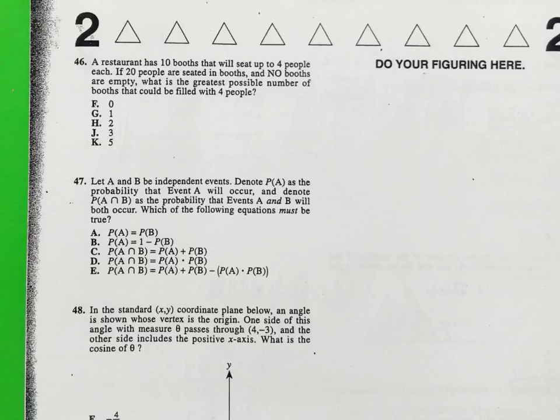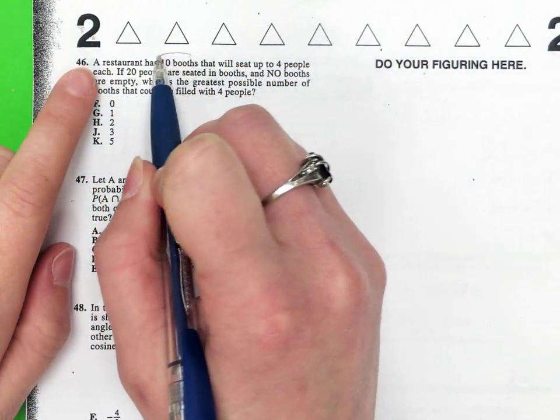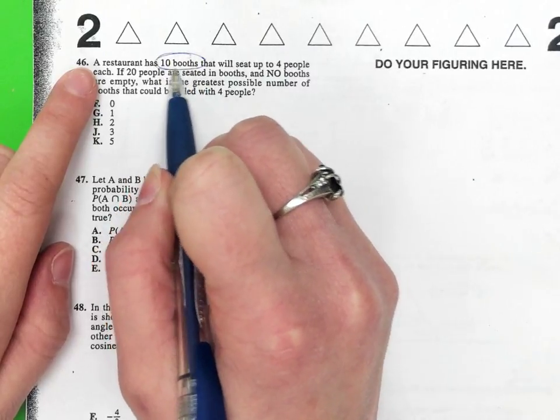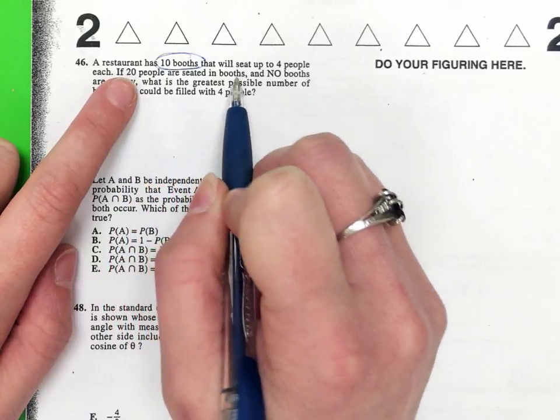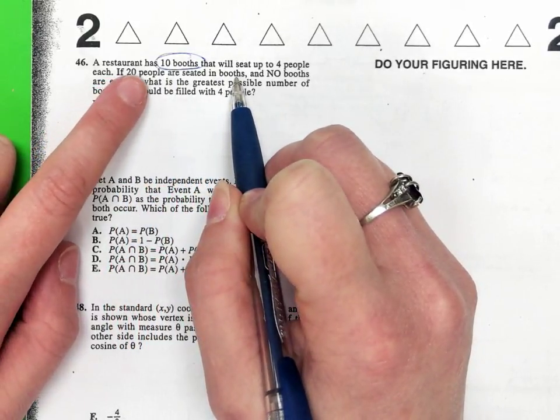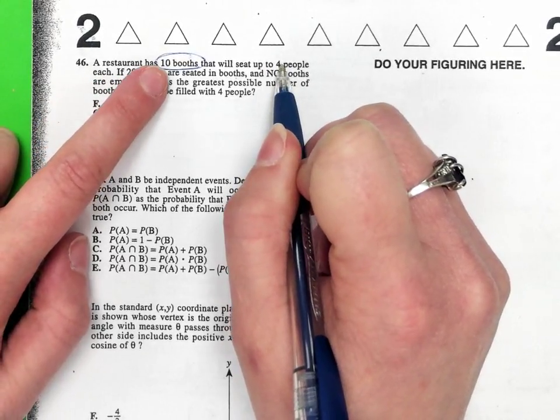All right, our restaurant has, hey, do y'all see us going over stuff? Okay. Our restaurant has 10 booths that will seat up to 4 people each, but 20 people are seated in booths and no booths are empty. What is the greatest possible number of booths that can be filled with 4 people? Okay, so let's see. How many booths do you have? 10 booths. 20 people are seated in booths and no booths are empty. Okay. So that will seat up to 4.